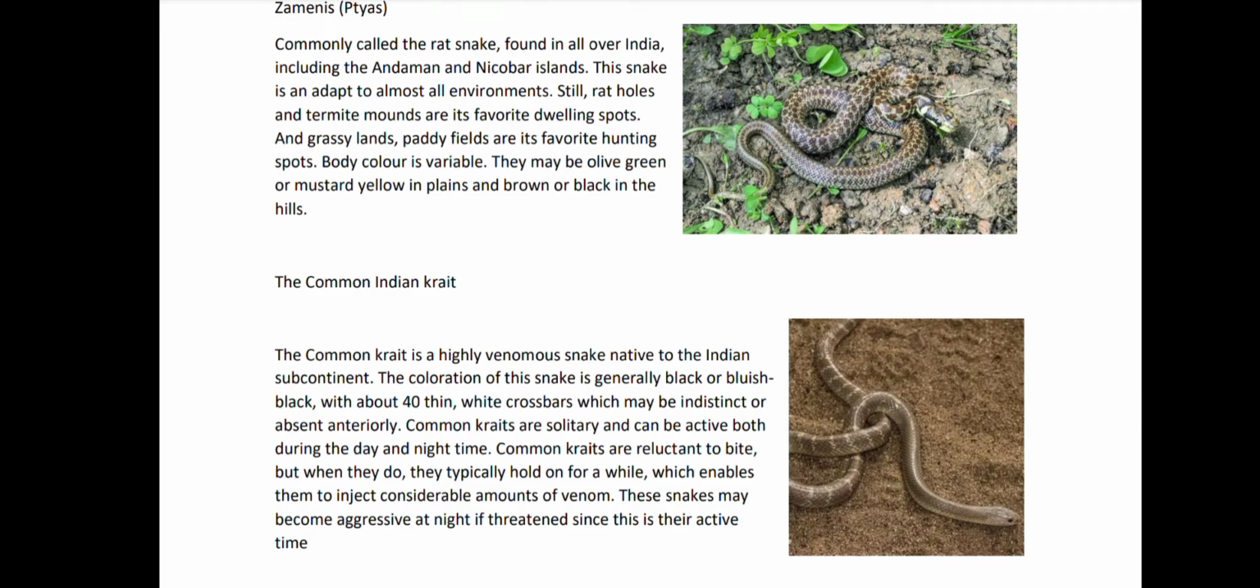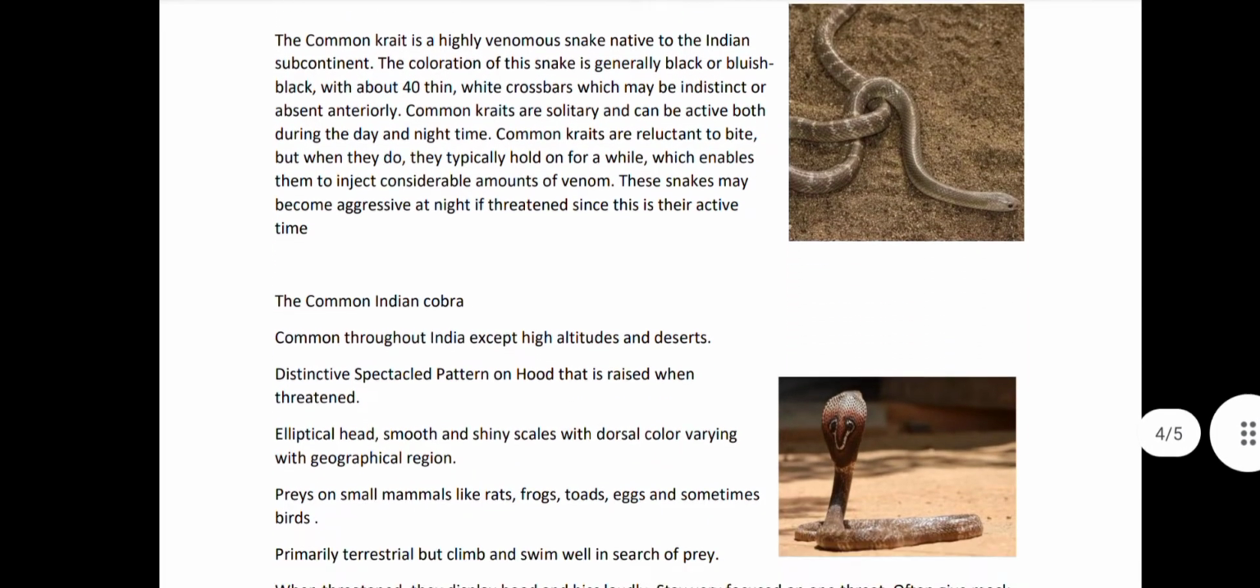The common Indian krait. The common krait is a highly venomous snake native to the Indian subcontinent. The coloration of the snake is generally black or bluish black with about 40 thin white crossbars which may be indistinct or absent anteriorly. Common kraits are solitary and can be active both during the day and night time. Common kraits are reluctant to bite, but when they do, they typically hold on for a while, which enables them to inject considerable amounts of venom. These snakes may become aggressive at night if threatened, since this is their active time.